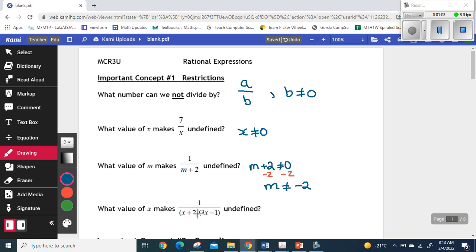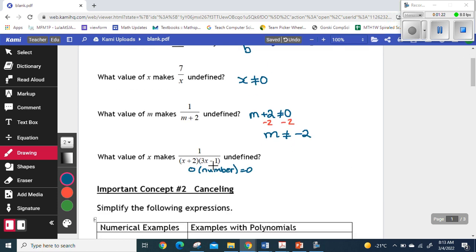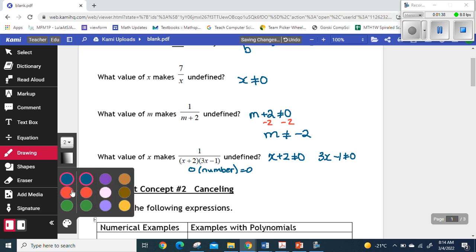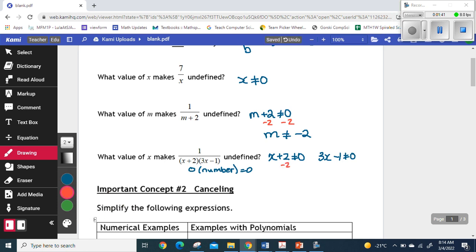Same thing if I get it even more complicated. So remember, if I have 0 times any number, my answer is always going to be equal to 0. So when I have it factored like this, then I need to make sure that neither one of these sets of brackets is going to become 0. So that means I need to make sure that x plus 2 does not equal 0. And it means that 3x minus 1 cannot equal 0. Rearrange them all, figure out what the letter actually means. So instead of plus, we're going to have a -2. Right? We're going to do the opposite. So x cannot be -2.